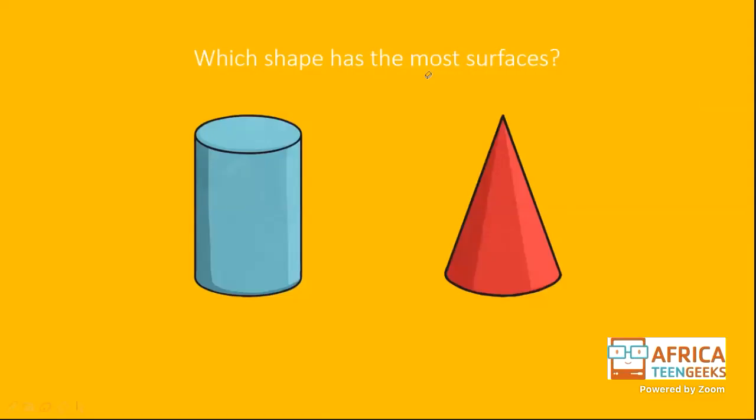Right, so look at the screen. Which shape has the most surfaces? So now you can answer. You can just say the name of the shape with the most surfaces. Let me see if all of you have the correct answer. You can type out your answer. Praise and Bouchle already answered. I see all of you now gave the answer. All of you said cylinder. That is correct.